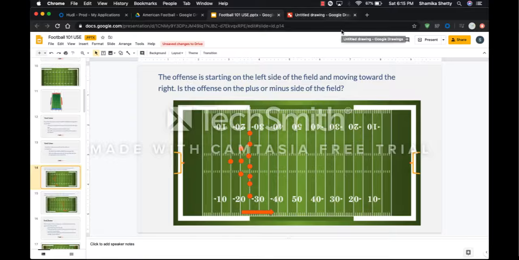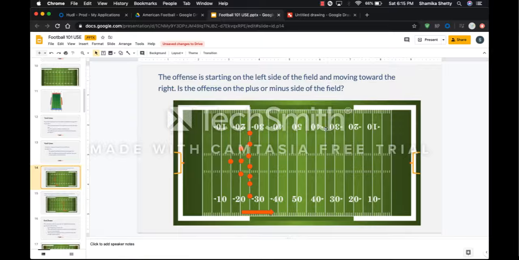So the answer for this is the team is on the negative or the minus side of the field because they are on a yard line before 50. Just to take a rough guess, the first line that the people are standing on is the offensive line. That is where the ball will be, right at the center. So this line is the yard line where the team is standing, where the ball is.